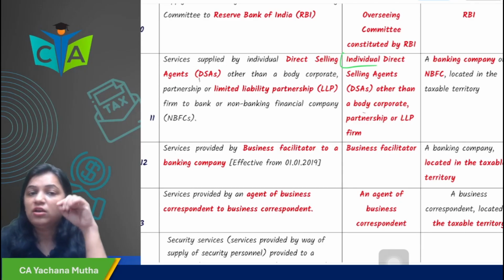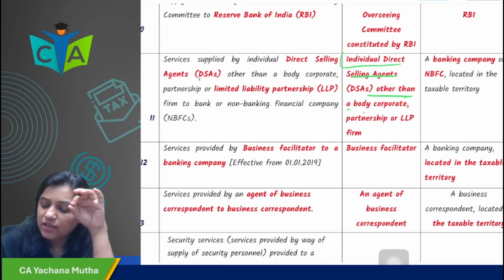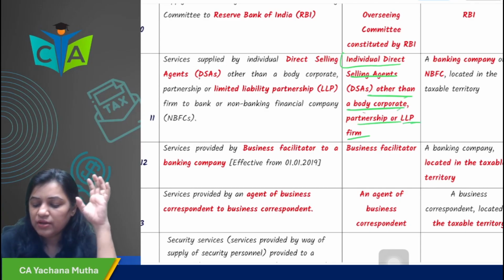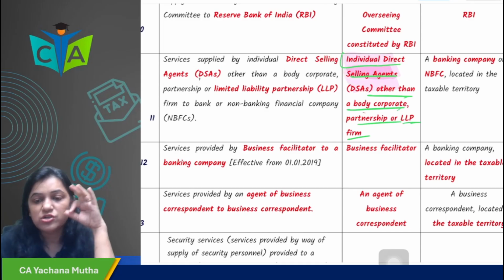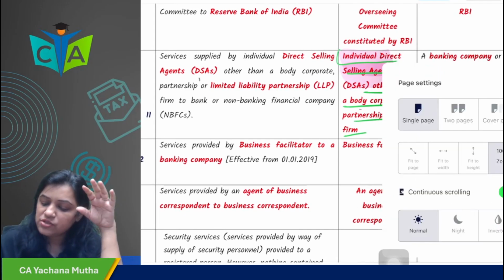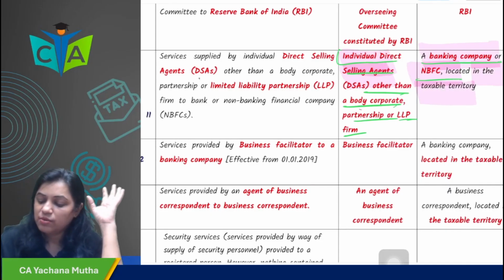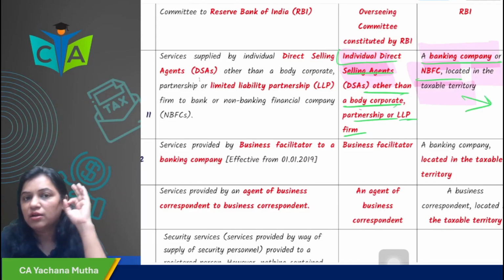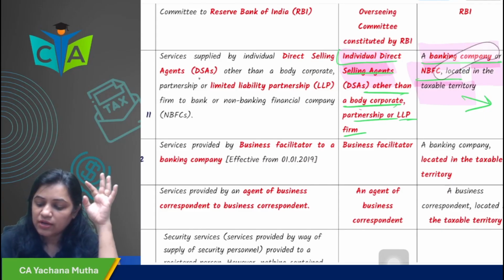Now, if you are an individual DCA, mind my word, individual, not a body corporate or partnership firm. In this entry, you will fall only if you are an individual DCA other than a body corporate, partnership firm or LLP, clearly written. And you are providing services to a banking company or NBFC located in the taxable territory. The tax will be discharged by the banking company or NBFC located in the taxable territory.